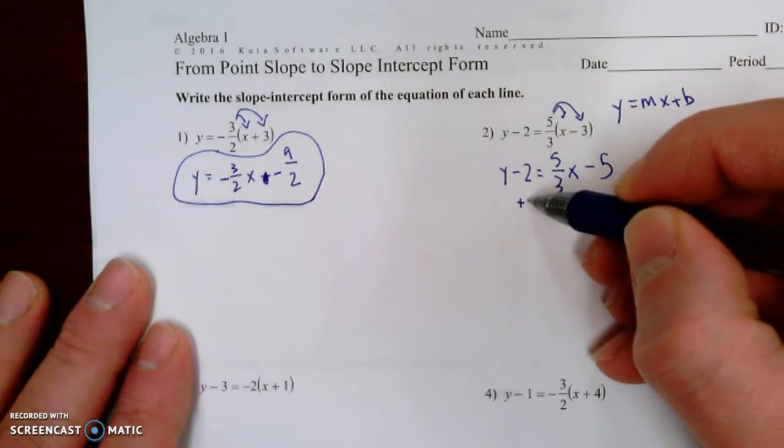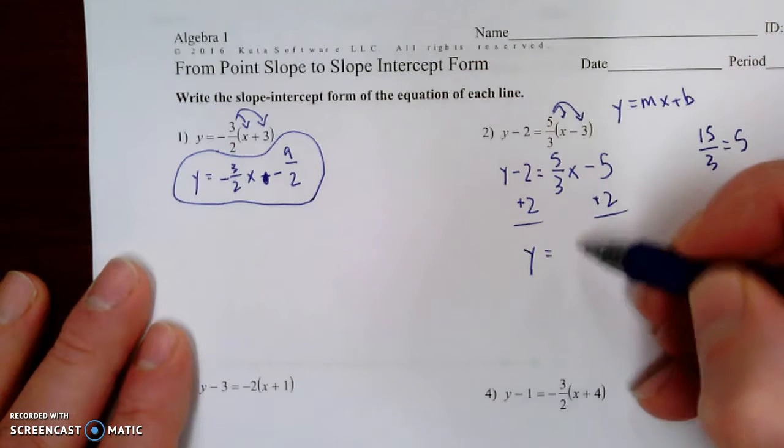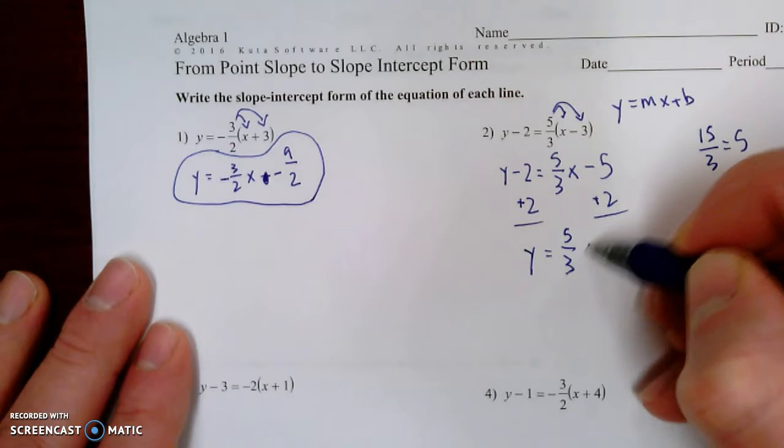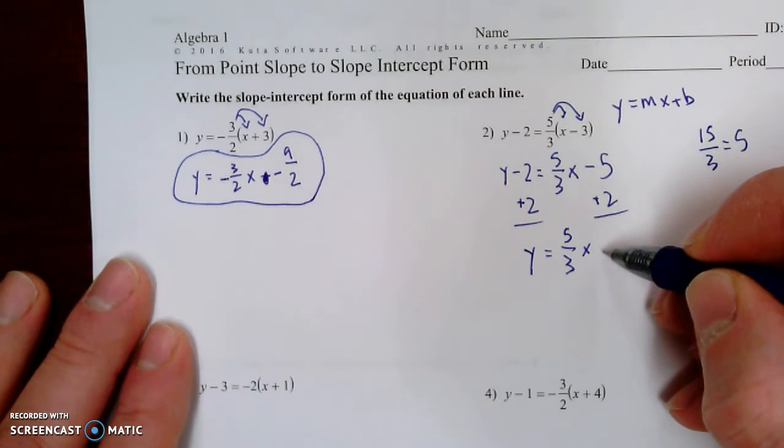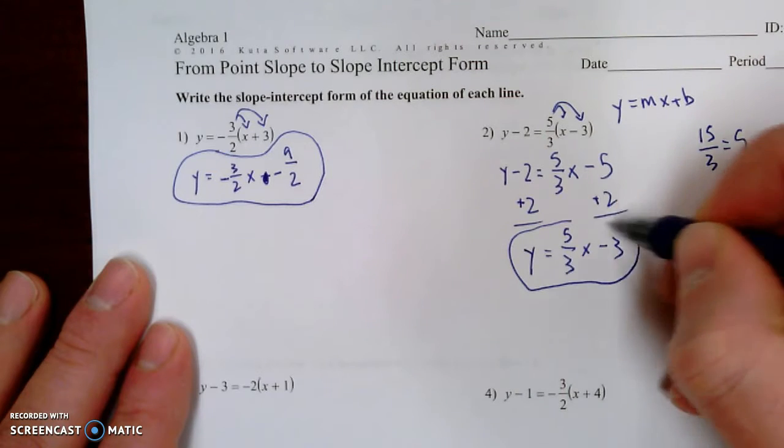Now, we're going to add 2 to both sides in order to get the y by itself. So we get y equals 5/3 x minus 3. And we're done.